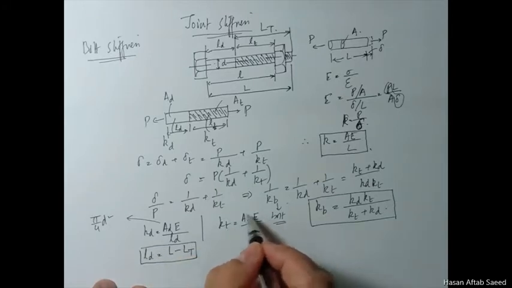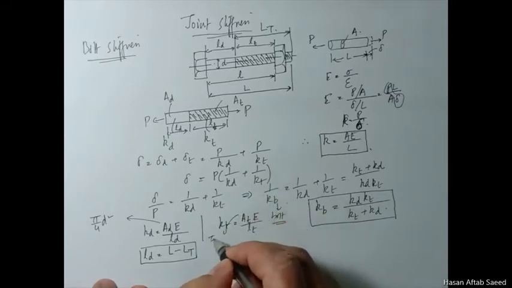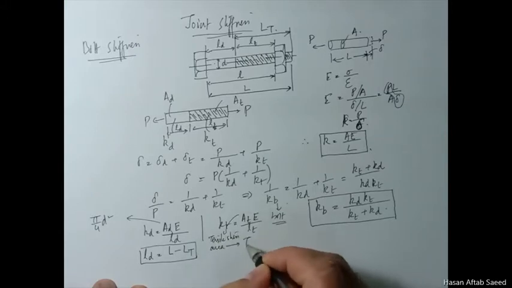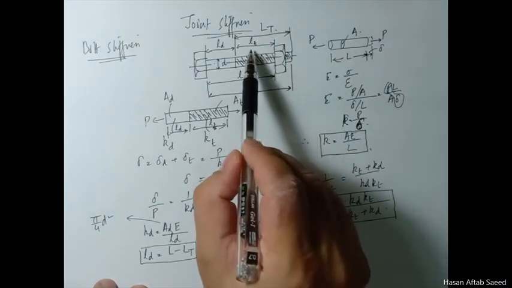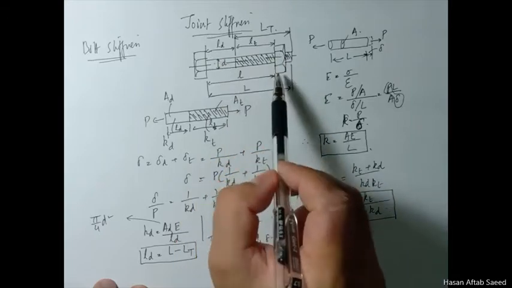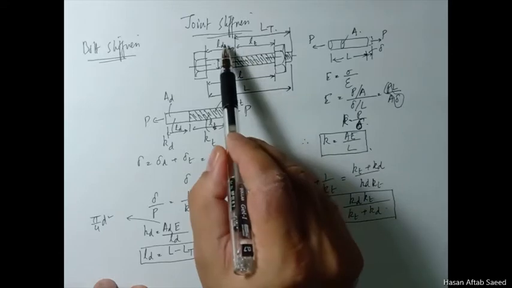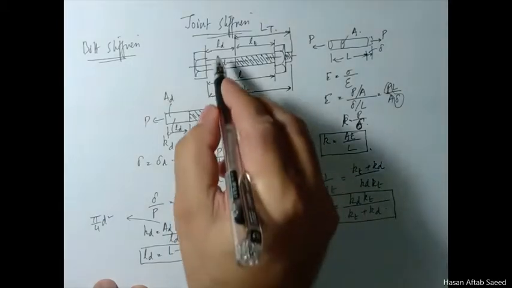When it comes to this KT, AT is simply the tensile stress area, and you read it off Table 8.1. We have seen that earlier. As far as this LT is concerned, let's see what LT equals. LT is this part, threaded part inside the grip length. This is a small l, different from the large L. This should be l minus LD. l is the grip length, you already know the grip length depending on the situation, minus LD. LD you just calculated here.